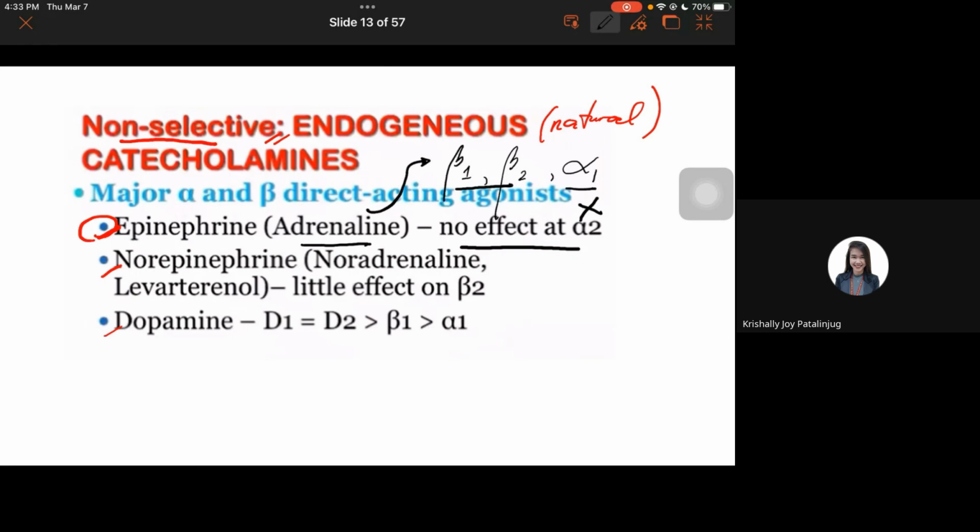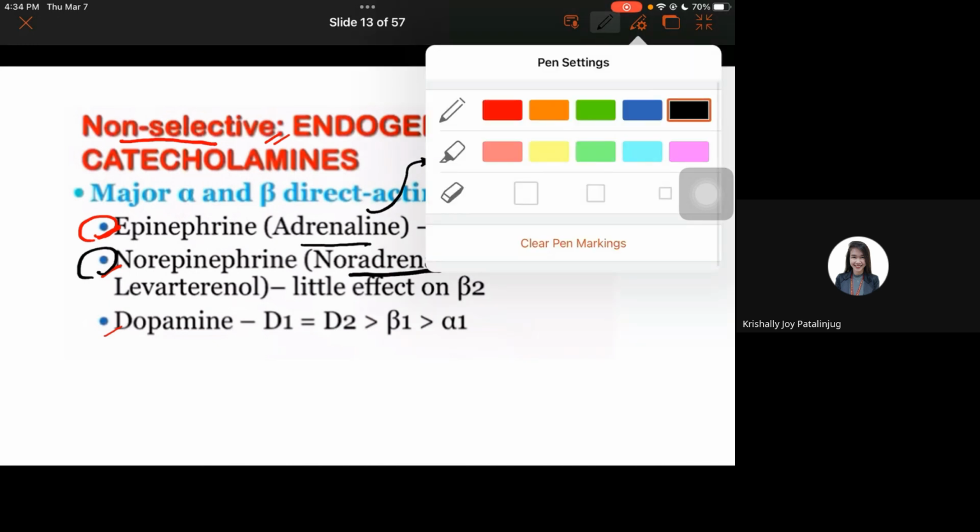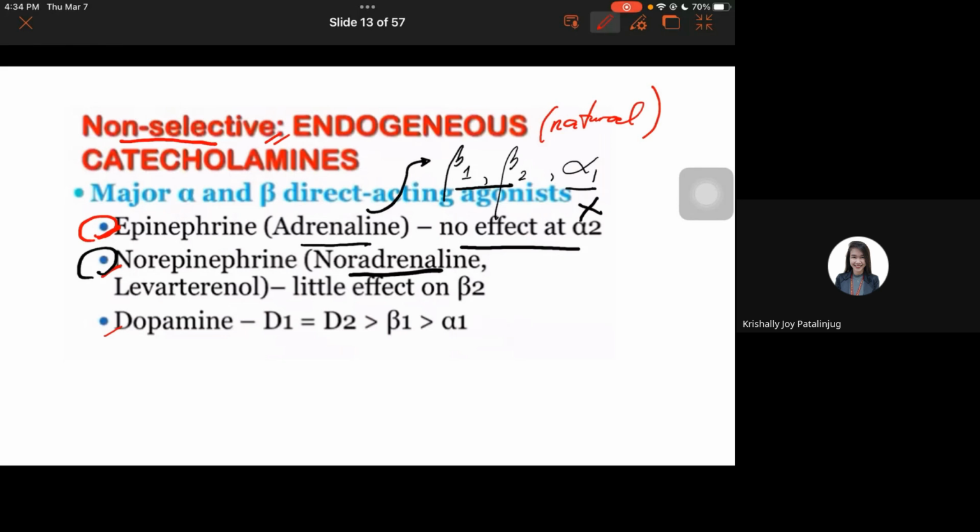Okay, so that's for epinephrine. And then for norepinephrine naman, or this is also synonymous to noradrenaline or levarterenol, take note, yung affinity niya, it is able to cause receptor activation ng alpha 1 and also beta 1. Okay? Kindly take note, wala siyang significant effect. Yung significant talaga yung may beneficial effect to beta 2. Okay? Kindly take note, no significant effect on beta 2.